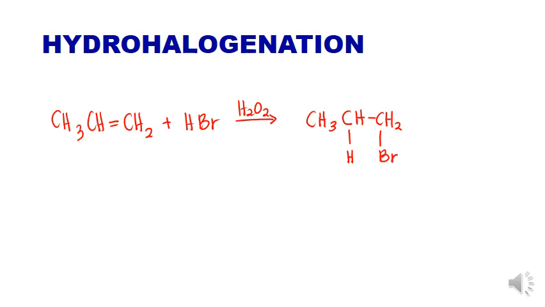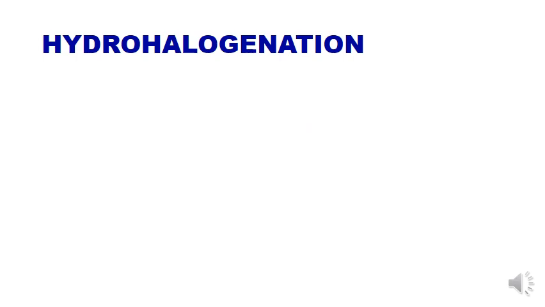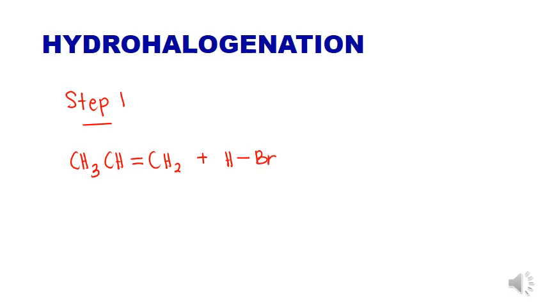So, how to write the reaction mechanism for this reaction? Langkah pertama untuk menulis mechanism adalah menghasilkan carbocation. So first, the propene with carbon-carbon double bond will attack the hydrogen atom from the HBr. And it breaks the bond between the hydrogen atom and the bromine atom.